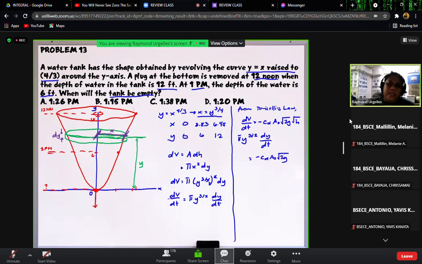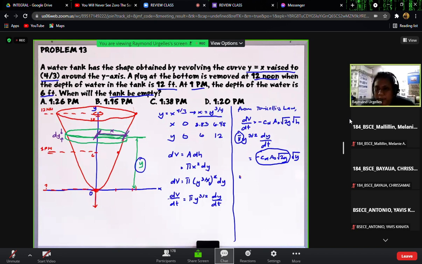So then this is equal to negative coefficient ng discharge, area ng orifice, square root ng 2g. So again, ano yung h natin dito? So yun yung layo ng volume mula dun sa butas. So kaya dito, ito yung h natin sa problem. So therefore, this is just square root of y. Okay? Nakuha ba? So rearranging, take note, that pi, saka itong terms na to are all constant. So kaya itong term na to, divided by pi is just another constant. So tawagin na lang natin yung constant na k.